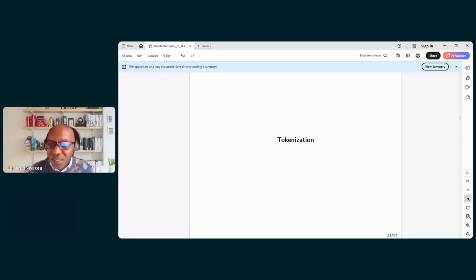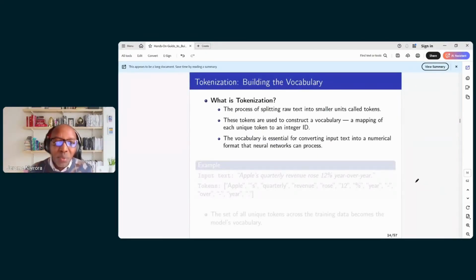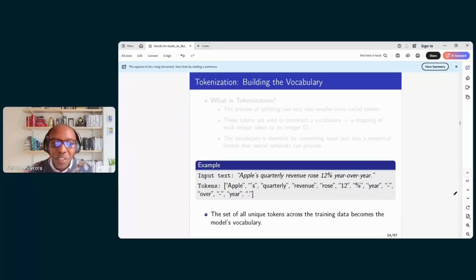So how does tokenization work? This is, again, where you take your corpus of training texts and divide it into unique words and characters. For example, say you have a text: Apple's quarterly revenue rose 12% year over year. Let's say this could be your entire training set. In this case, just assume that.